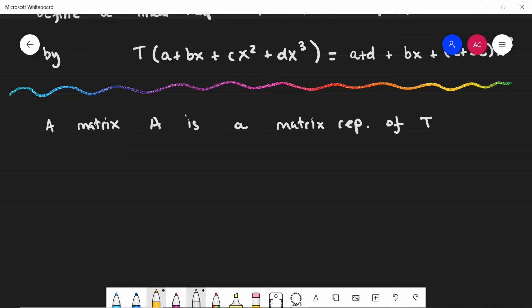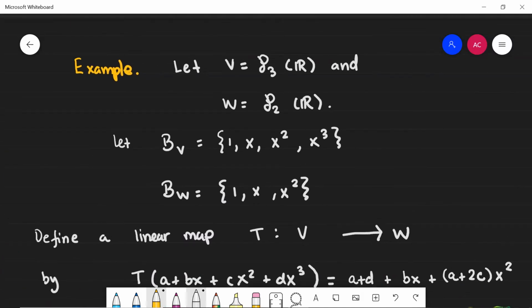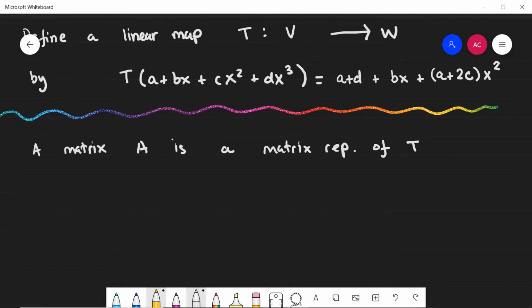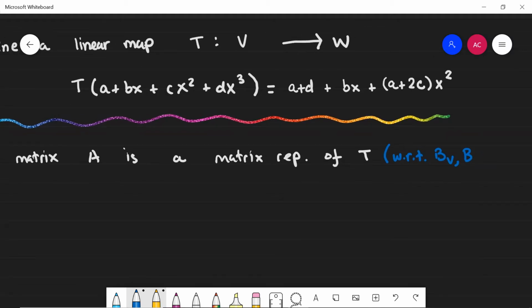Now, in general, matrix representations are going to depend on choices of bases, right? That's why at the very beginning, I specified bases for my domain and my codomain, right? So here in parentheses, we should emphasize that this is with respect to my choice of bases. So with respect to, we said B sub V and B sub W. Because in general, any matrix representation depends on a choice of bases.